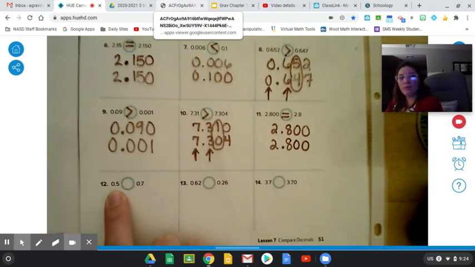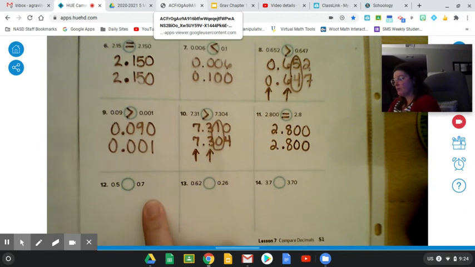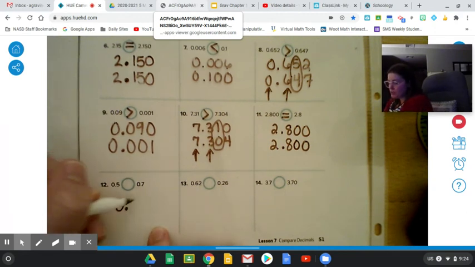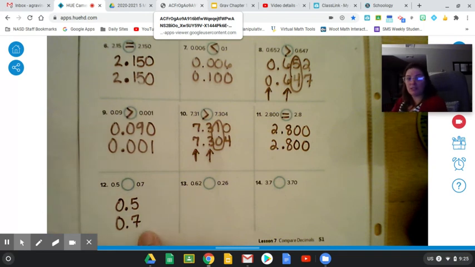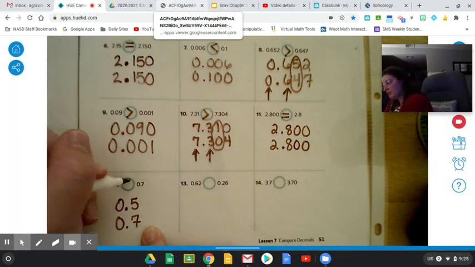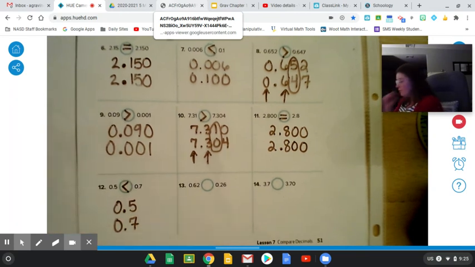Number 12, if you're getting the hang of decimal place value, you might be able to do this one in your head. If not, stack those decimals. They're both in the tenths place. So 5 tenths is less than 7 tenths. Pac-Man eats the greater value.